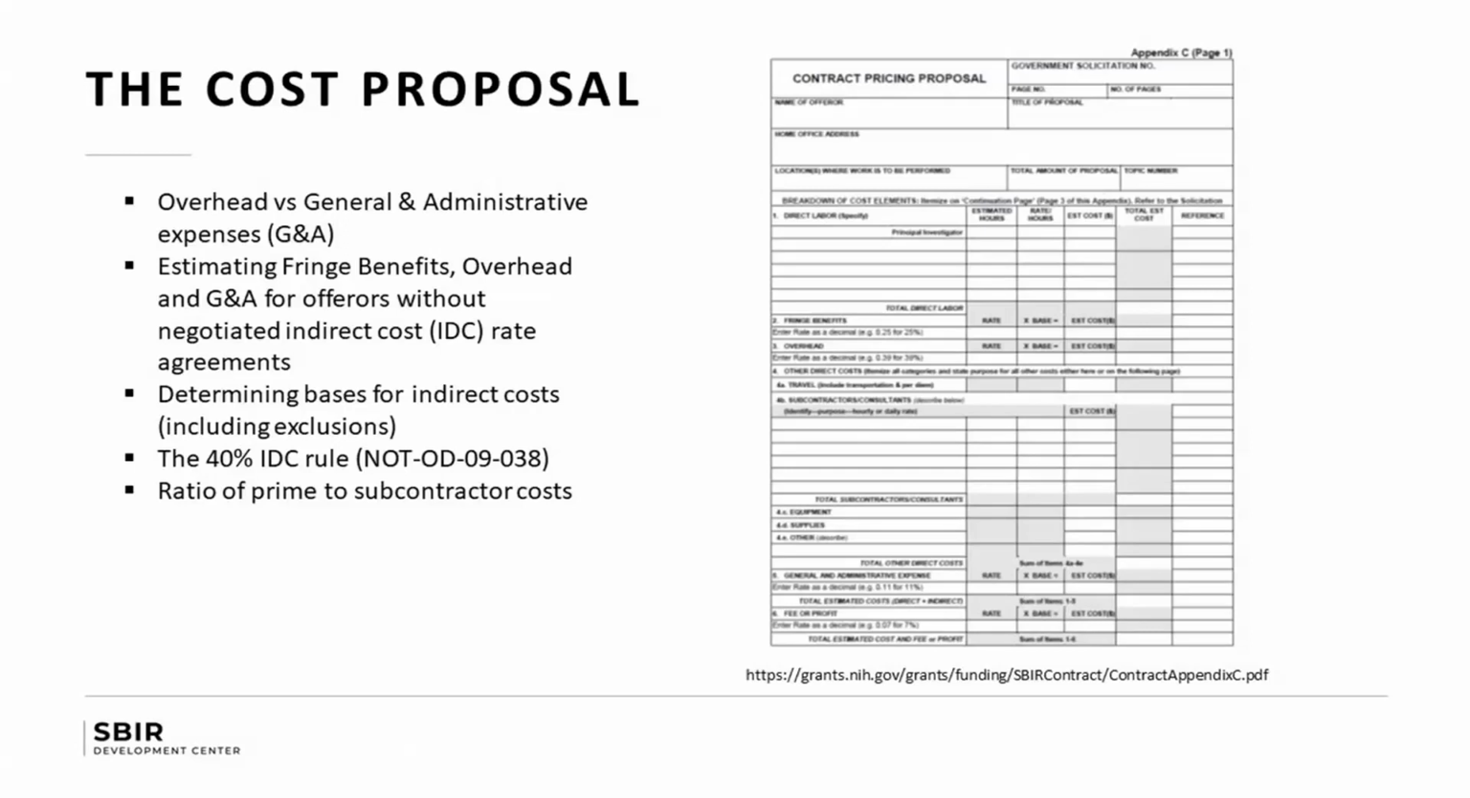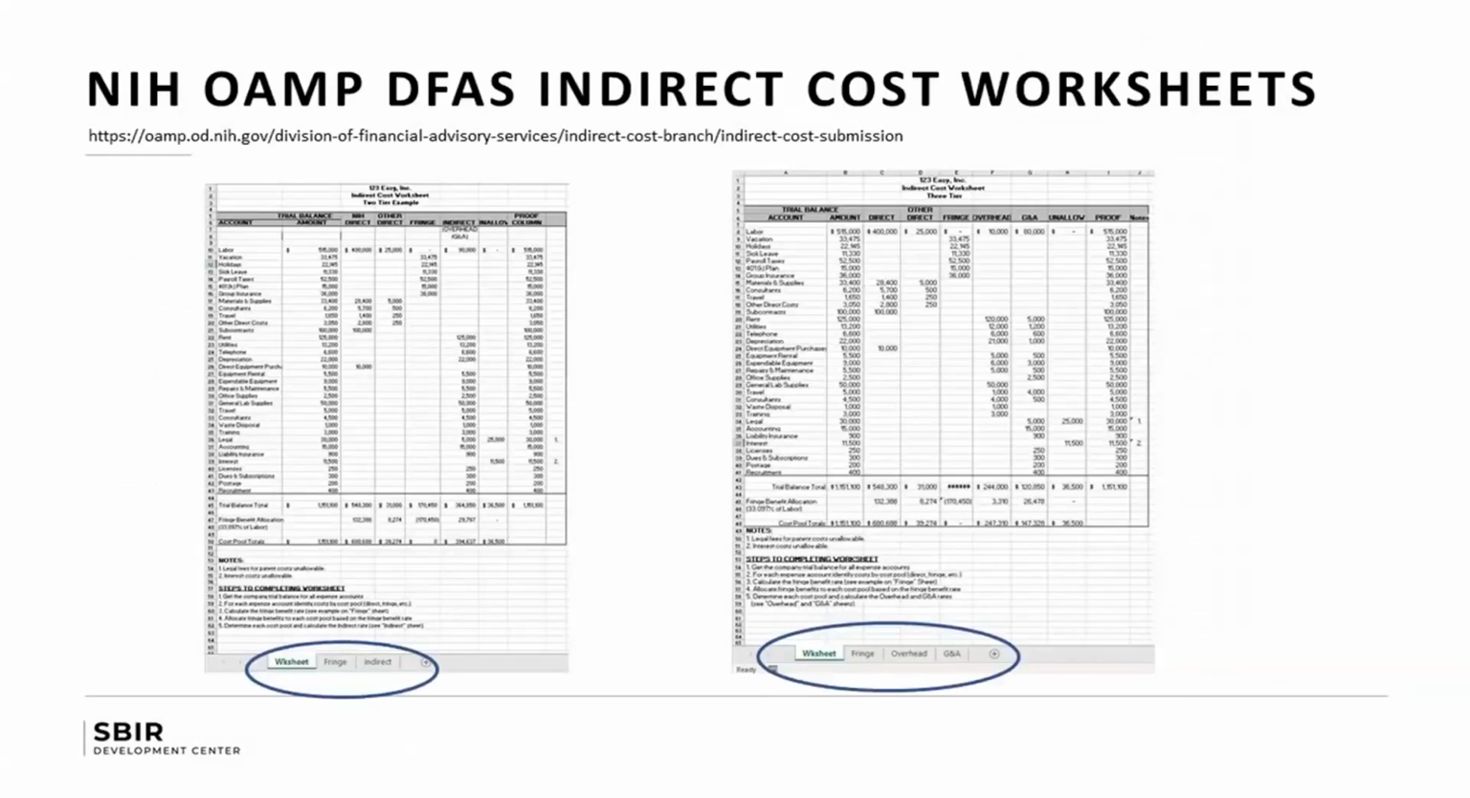So here you see a picture of the two worksheets. I have the URL underneath it, so you can look it up. The first one on the left is a two-tier, and the one on the right is a three-tier. If you look at the part that I have circled, you'll find two tabs beyond the worksheet, and those are the two tiers. So if you use that worksheet to calculate your indirect rates, you'll get a fringe benefit and an indirect rate. You can call that overhead, you can call it G&A. It doesn't matter to us.